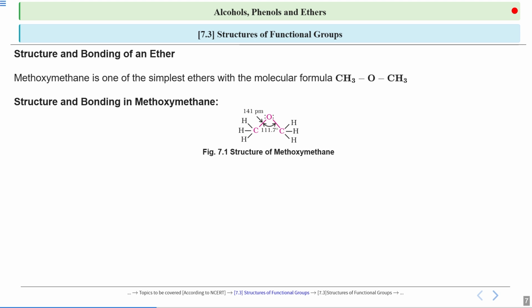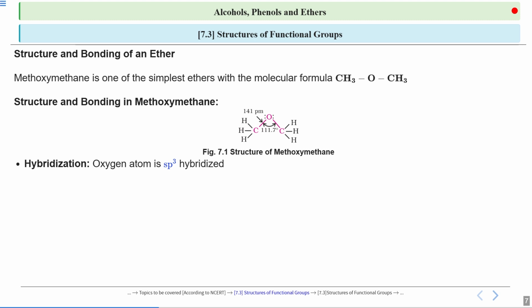Now we will talk about structure and bonding in methoxymethane particularly. So this is the structure of methoxymethane, CH3OCH3. The bond angle is given between COC. The bond angle of COC is 111.7 degrees, and the bond length of the CO bond is also given, which is 141 picometers. If we talk about the hybridization in methoxymethane, the oxygen atom is sp3 hybridized.